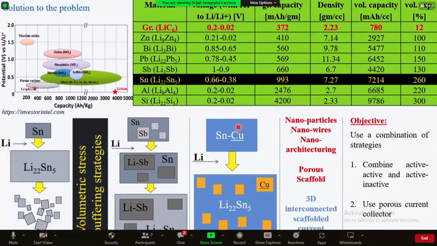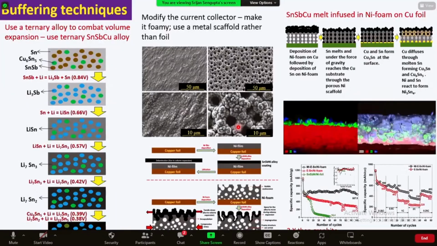Apart from that, you can also have physical buffering by making nanoparticles, nanowires, or you can play with the structure of the current collector also. Okay. So in my study, what I did was combine this active-active and active-inactive strategy and also use a porous current collector. So if you see, these are the three strategies I've used.